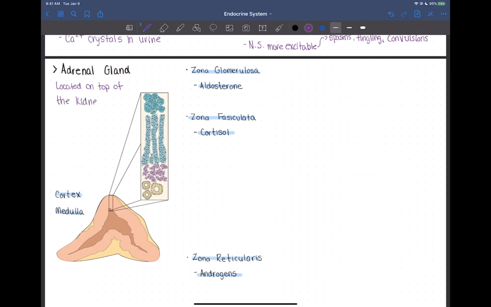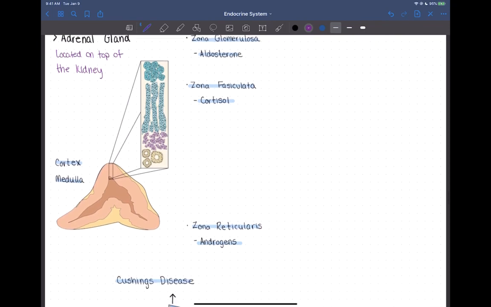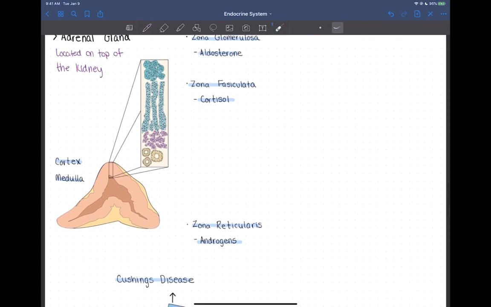All right, and so if we cross-section an adrenal gland and look at its histology, what you're going to see in general overview is that there's two major layers. You have this outer edge that's a lighter color on this picture, and then you have this inner area in the middle. The outer part is called the cortex, and the inner middle part is the medulla. So you have the cortex and the medulla.